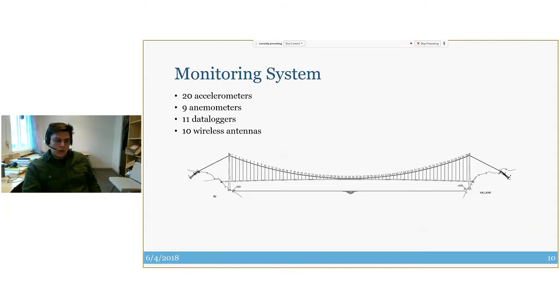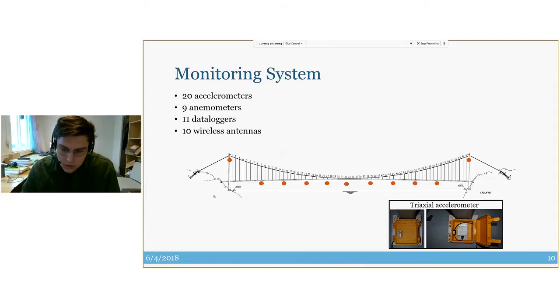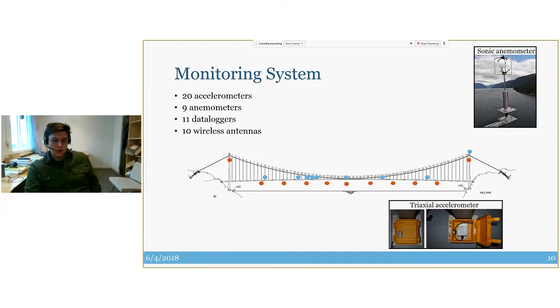And we have a monitoring system installed on it. We have 20 accelerometers. These are located mainly inside the bridge girder, you can see here. And also we have two here and here at the tower tops. We have 9 anemometers, and these are attached to the hangers of the bridge. They are reaching out from the hangers and exposed to the winds directly.